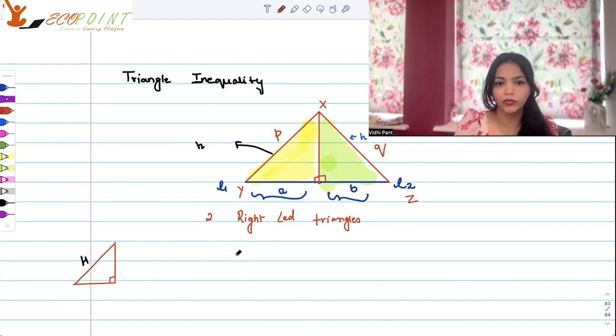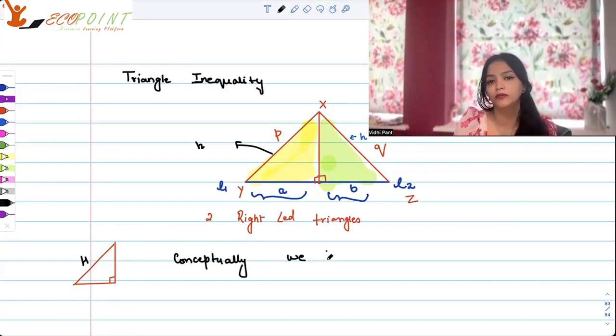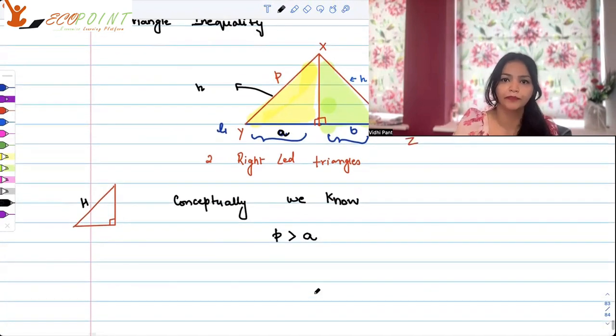Okay. So conceptually we know that if I compare with the base, I take this length as A, which I called line segment A. So line segment or length, let's say. This length is A. So I know that P is greater than A, because A is the base, P is the hypotenuse. Okay. Now similarly, Q is greater than B. Q is greater than B.